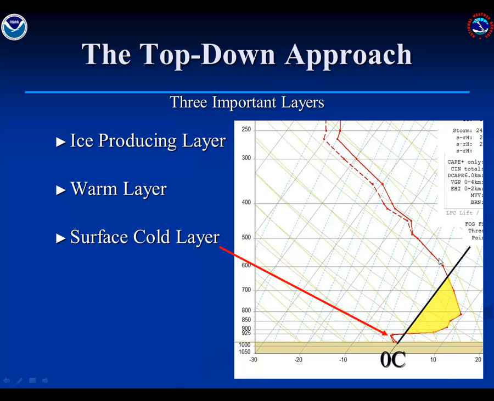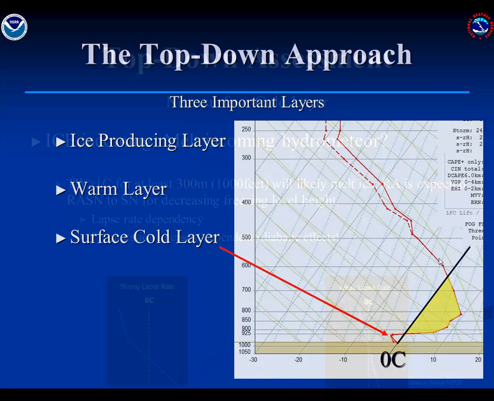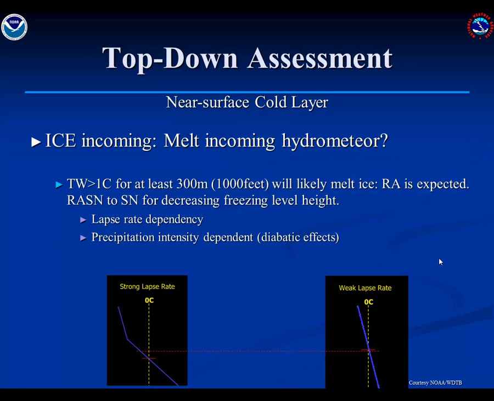So our final stop on the top-down tour takes us to the surface cold layer. Now, we've already talked a little bit about the surface cold layer in its relation to refreezing ice pellets after a full melt of the hydrometeor in the warm layer. Let's talk about a couple other situations.